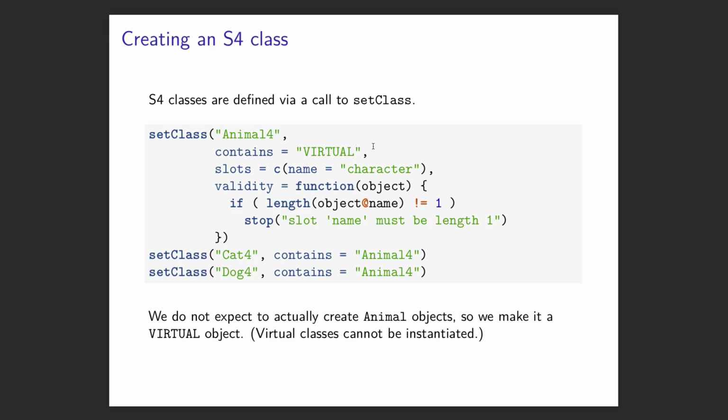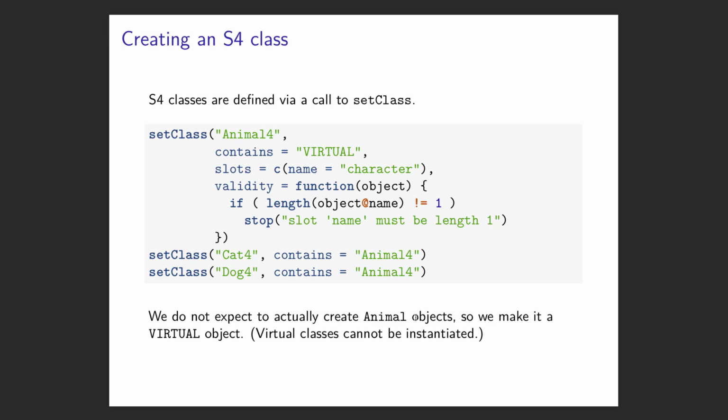Here we're going to define an S4 class for our animals. When you use setClass, the first argument is going to be the name of the class that we want to create. I call it animal4 since it's an S4 version of our animal class. I'm going to say this animal4 class is virtual. Virtual is a special class that means that you can't actually make objects that are just an animal. We don't want users to be creating objects that are just a generic animal. We want them to create specific animals like cats or dogs or whatever.